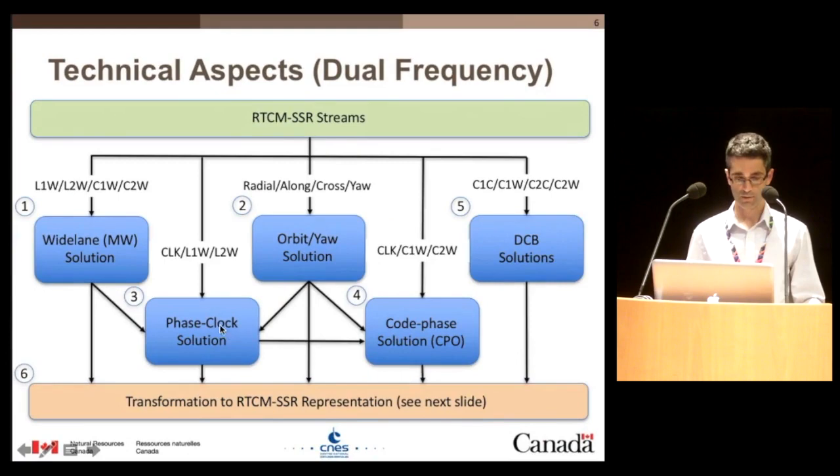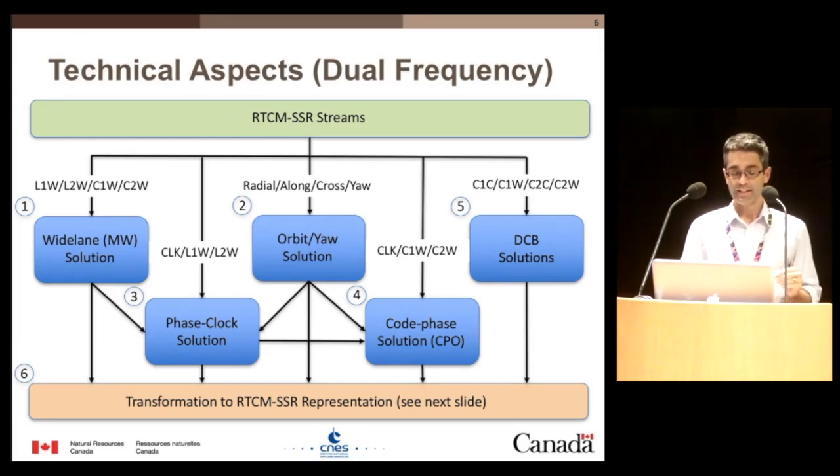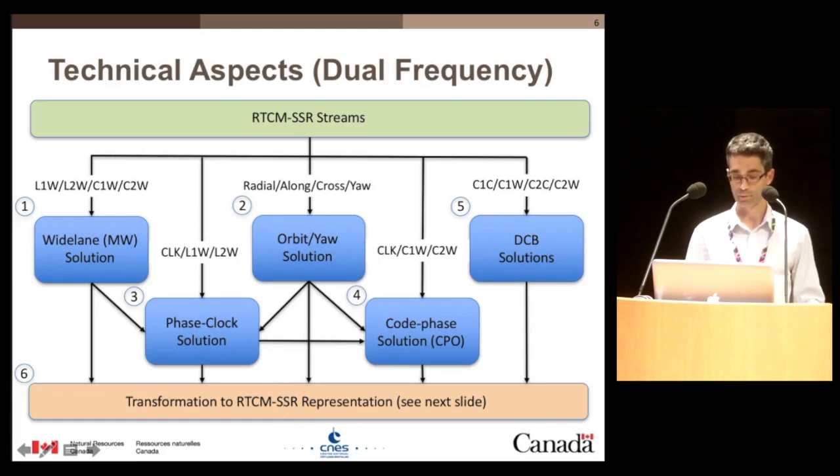So we use the clock corrections along with the phase biases. In our case, we make a combination to form the ionosphere-free phase biases. And one thing I have to mention about the phase clock is they're defined with respect to an ambiguity datum, which means that they can have an arbitrary offset with respect to the conventional IGS clocks whose datum is defined by the ionosphere-free code biases. So the fourth step then is to align the two together, the phase clock and the ionosphere-free code clocks. And the fifth step is we compute DCB solutions using all of the uncombined code biases, and finally we make a transformation back to the RTCM SSR representation.